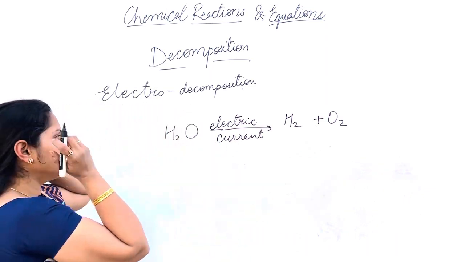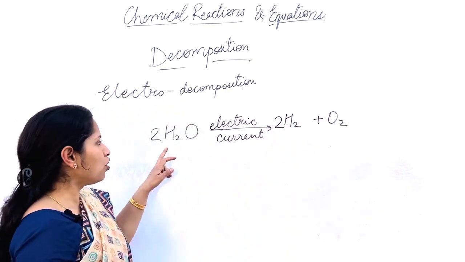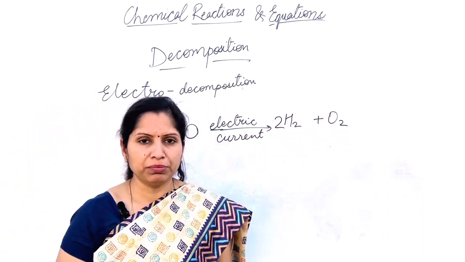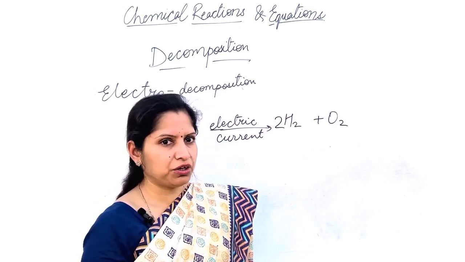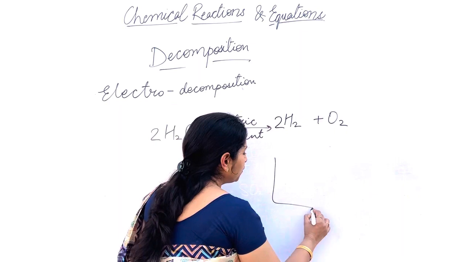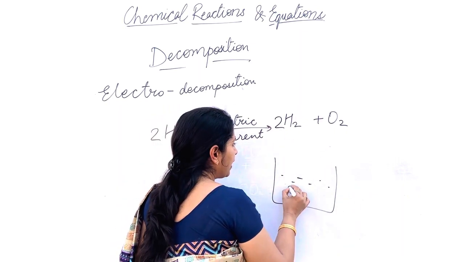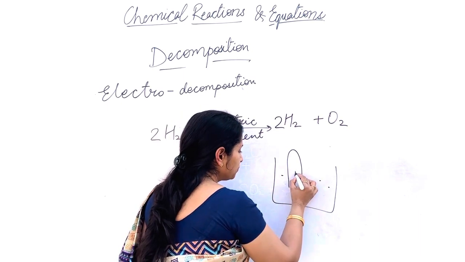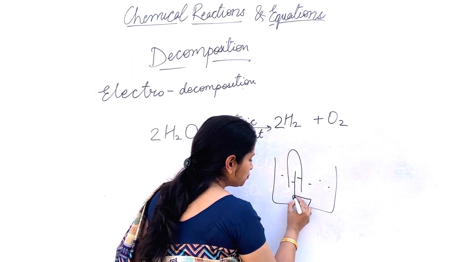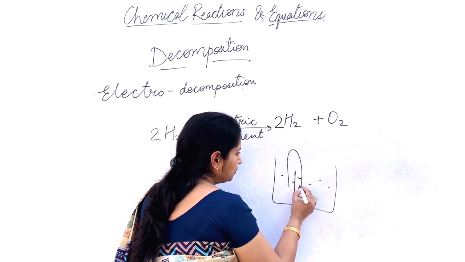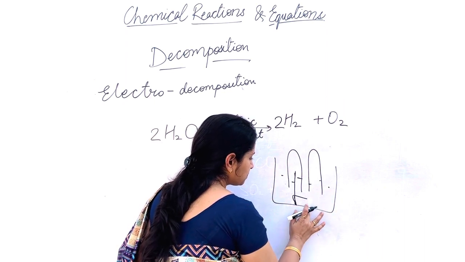Now let's balance that. It should be 2H2O. So two hydrogen molecules will be formed and one oxygen molecule will be formed. Now, another question that could come in your exam is, if you are performing electric decomposition of water, how the gases coming out are collected, so this is how you can connect that. There's a cork to which you have connected the electrodes. These are inverted test tubes.